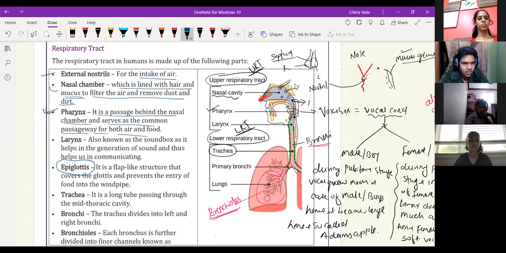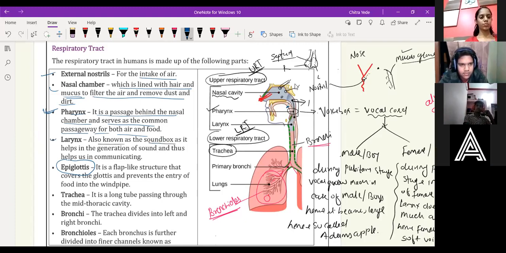Sometimes a question is raised from here: which part of the respiratory tract allows both food as well as air to pass through? That will be the pharynx. Then we have the larynx. It is also known as the sound box, as it helps to generate sound and thus helps in communicating.